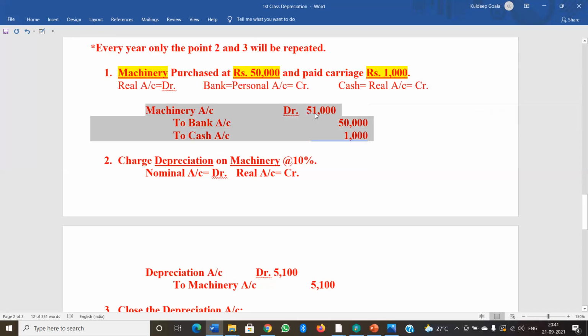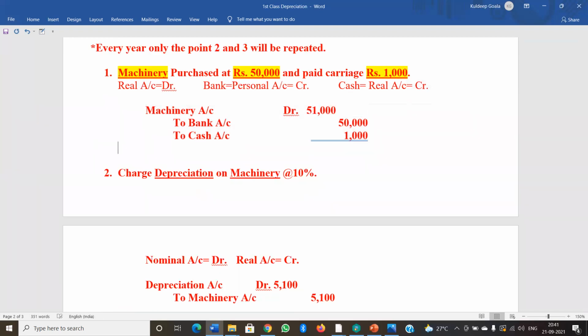51,000 will be the price of the asset plus carrying charges, that is the total cost of the asset, and to bank will be the price of the asset, to cash will be the other expenses. Okay, then we can just sum it up with the narration being machinery purchased, right?